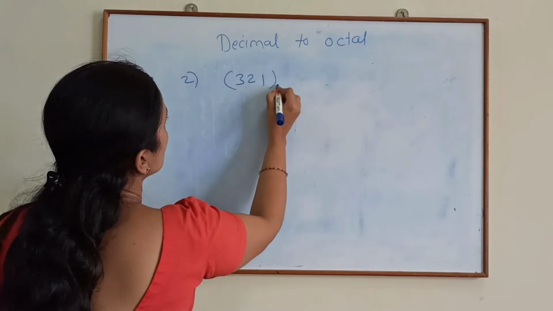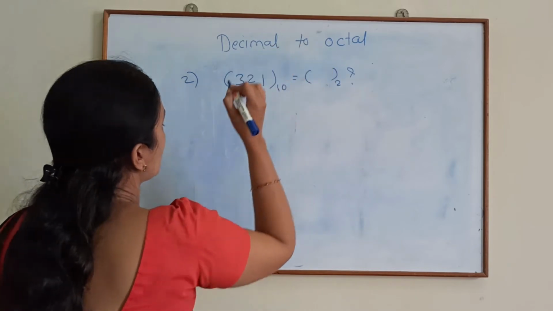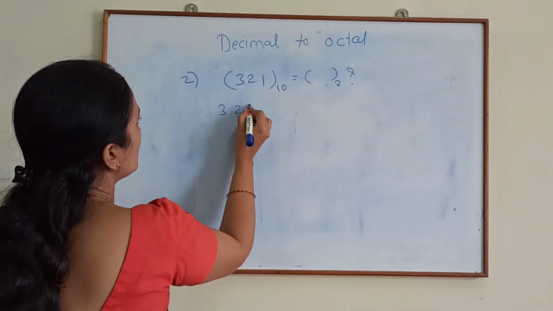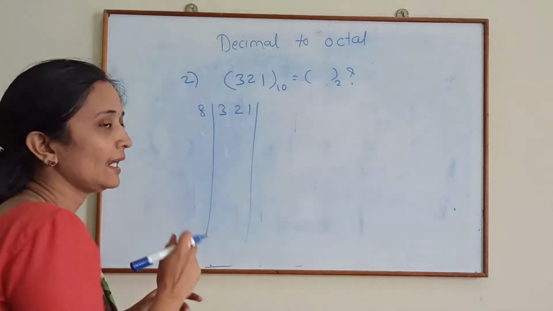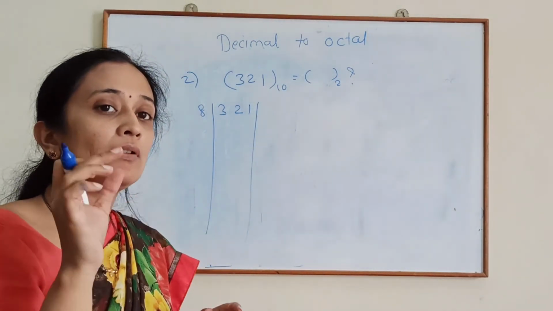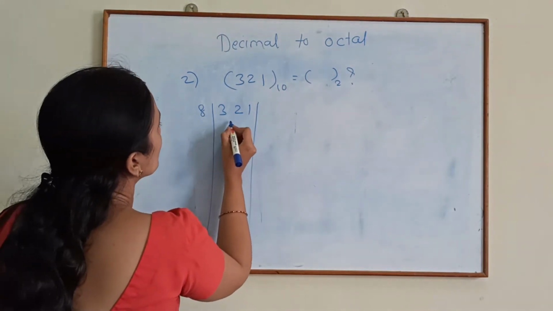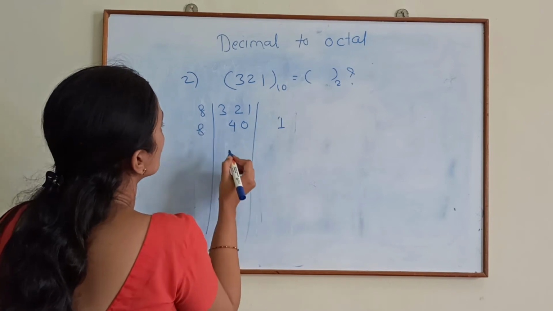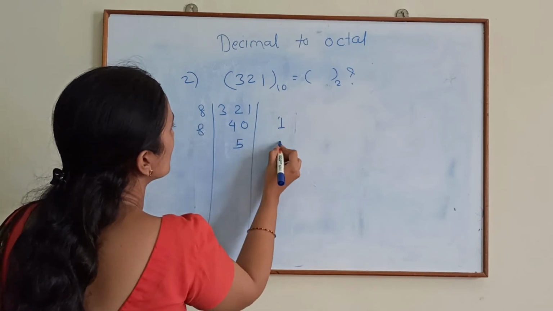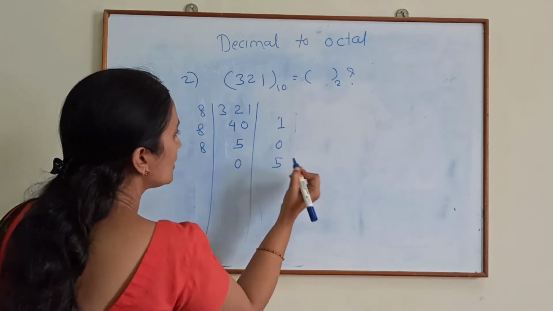Second example. This is a decimal number and we have to convert it into binary. Take down that number and divide that number by 8 repeatedly until we get the answer 0. Remainder is 1. Remainder is 0. 8 zeros are 0. Remainder is 5.